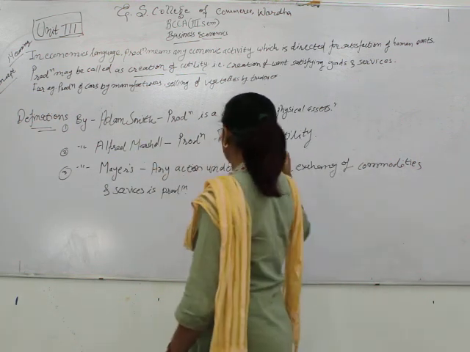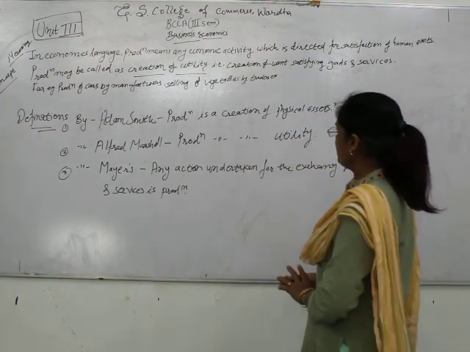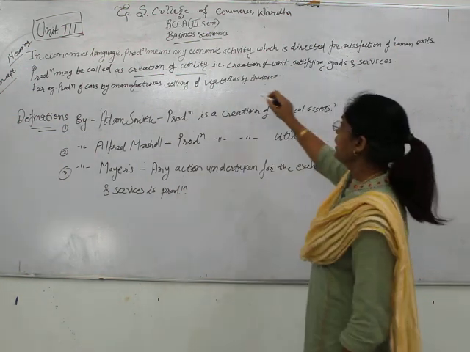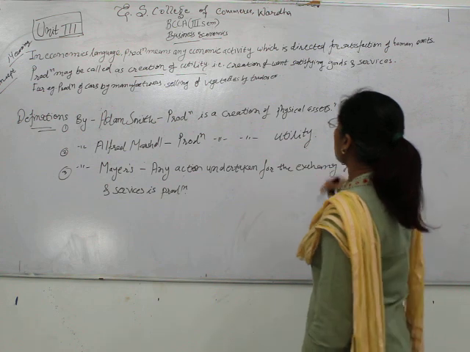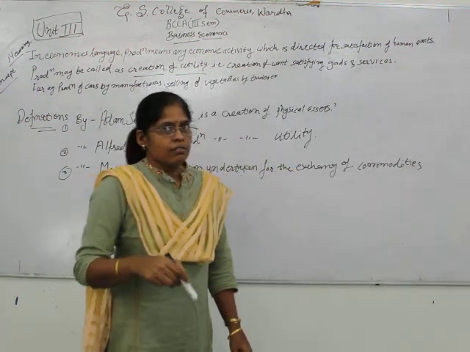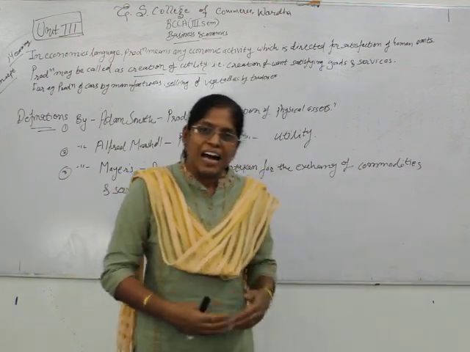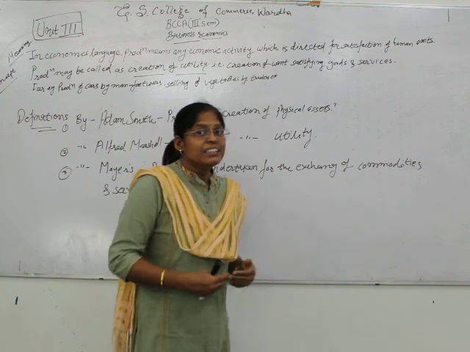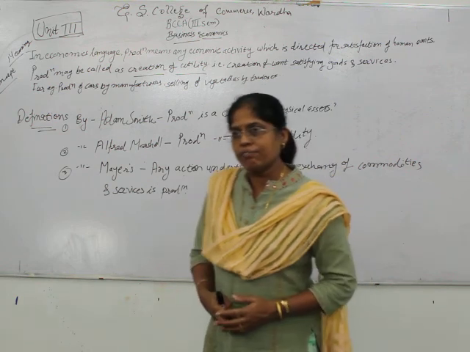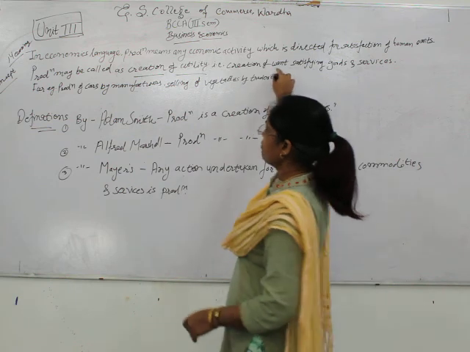Second, Alfred Marshall. Now what does he say? The definition given by Alfred Marshall: he says production is a creation of utility. It means a creation of want satisfying goods and services. The goods which are required, the goods which are in demand for the society, these goods are produced. After production, these goods are sold in the market, and then those goods are utilized by different people in the society. So Alfred Marshall says production is a creation of utility. Here we have seen that.